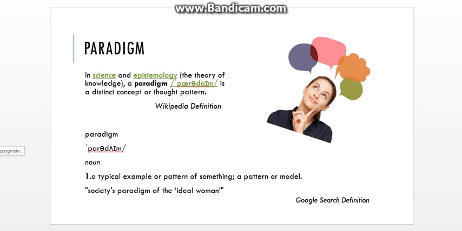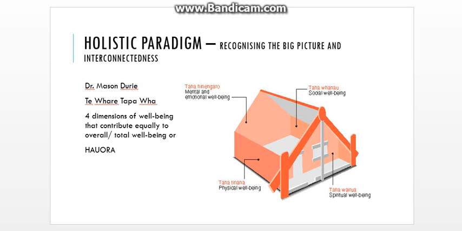I'd like to introduce you first to a holistic paradigm, recognising the big picture and interconnectedness between different contributing factors. Now, we've already looked very briefly at this model of the 4-sided house, or Te Whare Tapawhā, which was developed by Dr. Mason Durie. This model describes 4 different and equally important dimensions of well-being, or hauora.